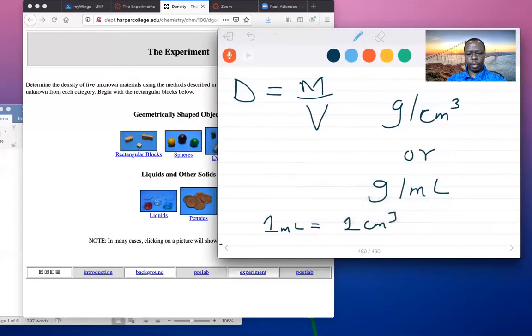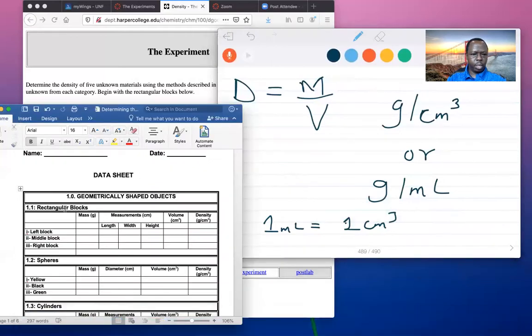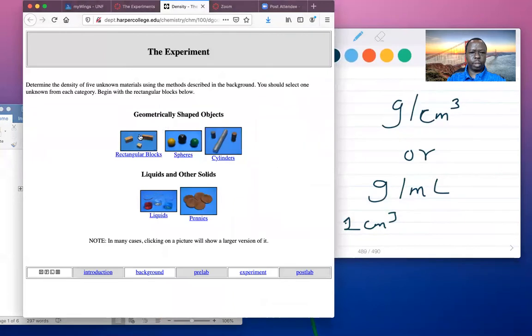You'll start off with the data sheet, with the geometrically shaped objects. If you look at left, middle, right, this has to do with what we have on the simulation. This is the left. This is the center, and this is the right.